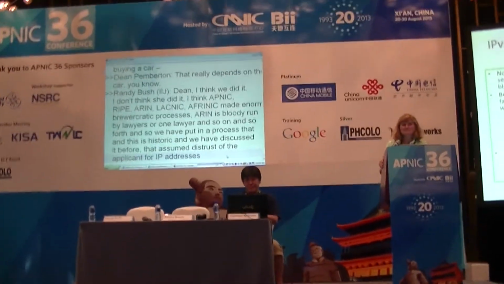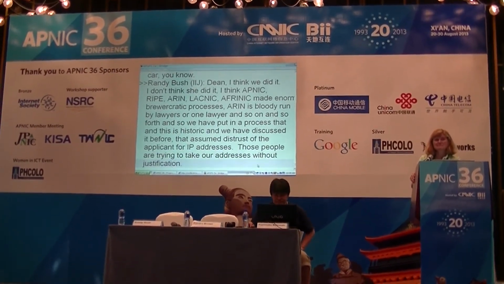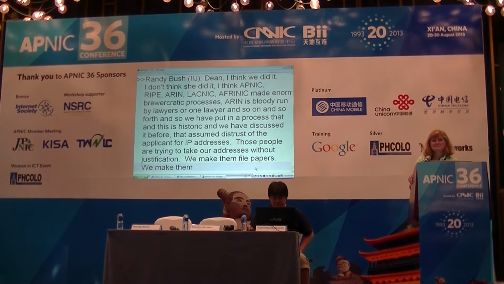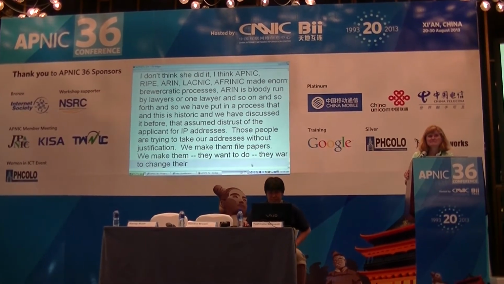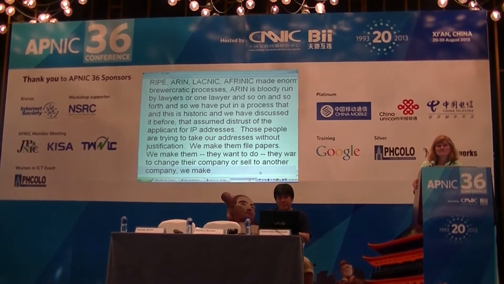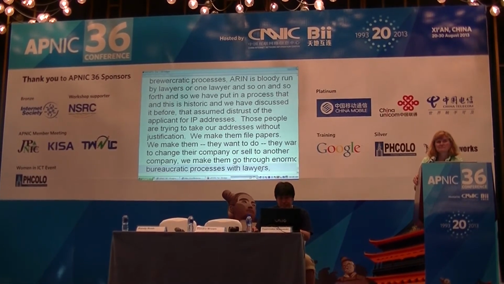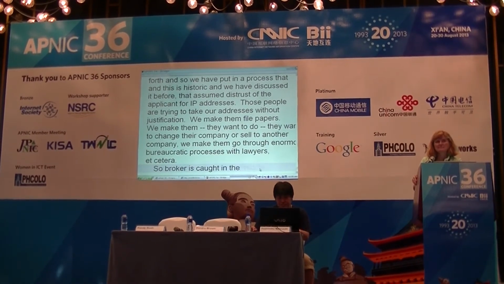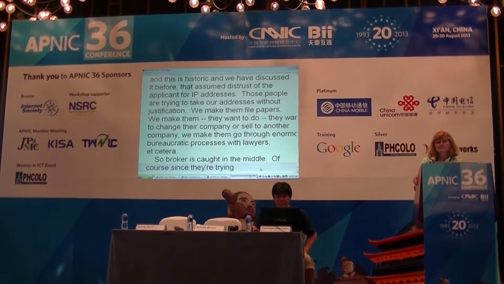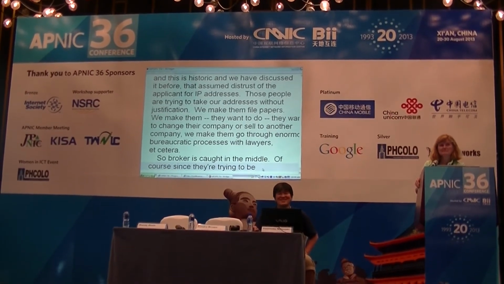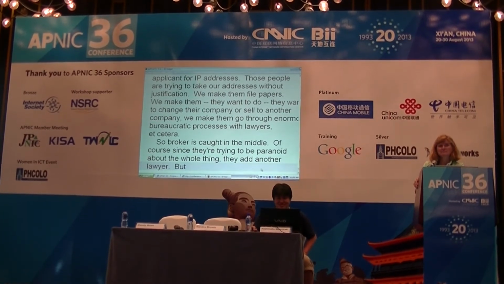Those people are trying to take our addresses without justification. We make them file papers. If they want to do a transfer, they want to change their company or sell to another company, we make them go through enormous bureaucratic processes with lawyers, et cetera, et cetera. So a broker is caught in the middle. Okay, and of course, since they're trying to be paranoid about the whole thing, they add another layer. But we injected the poison in the first place.